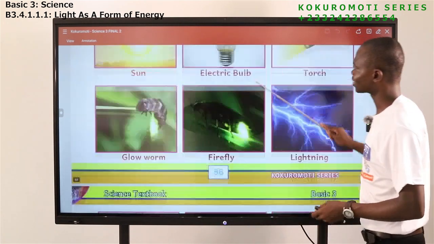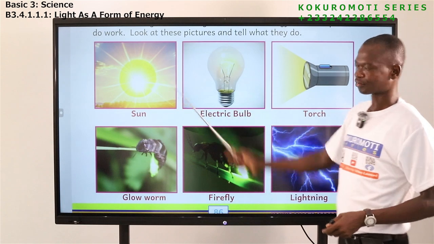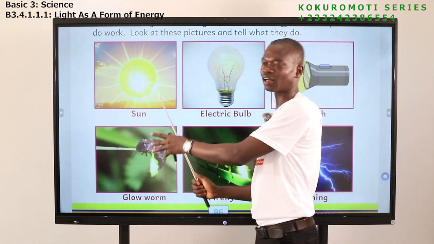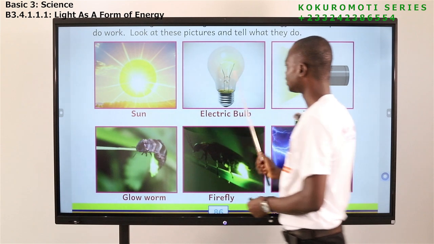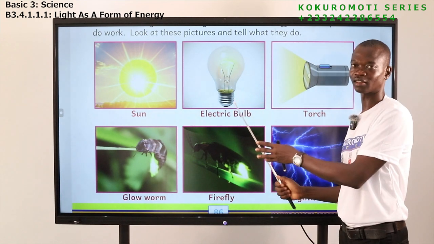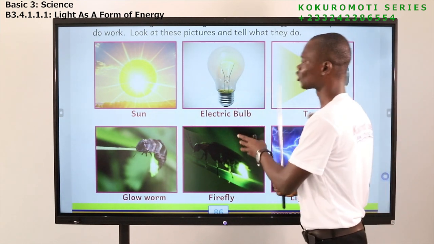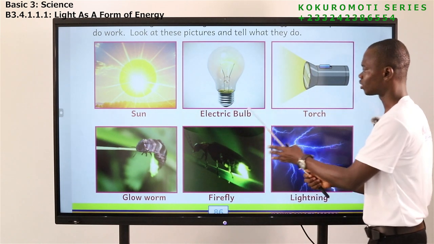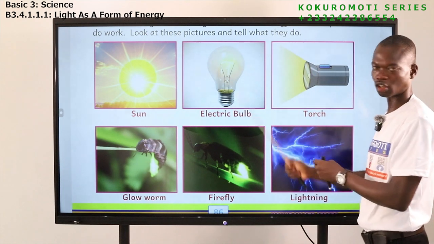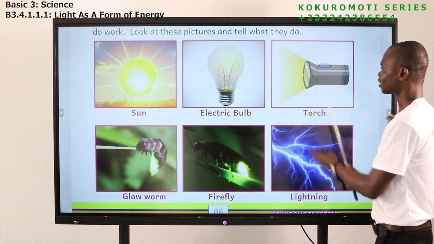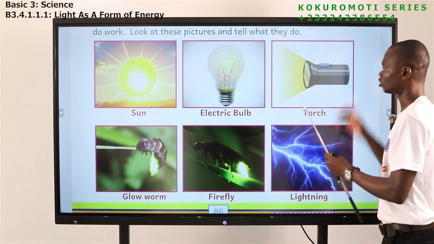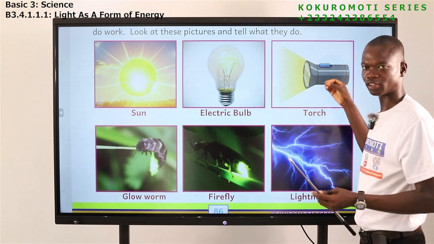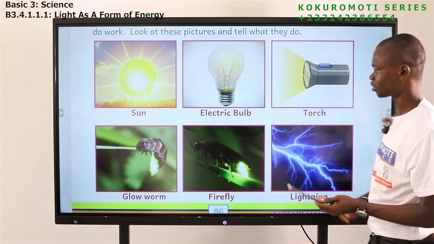So if you come to this side, the sun, no human being can create the sun. It's a natural source of light. Electric bulb, yes, this one, it's not God who created it. So human beings, we create or we make electric bulb. So this is artificial or man-made. This is also artificial or man-made, because torchlight, even you can do something to provide or make something like torchlight.